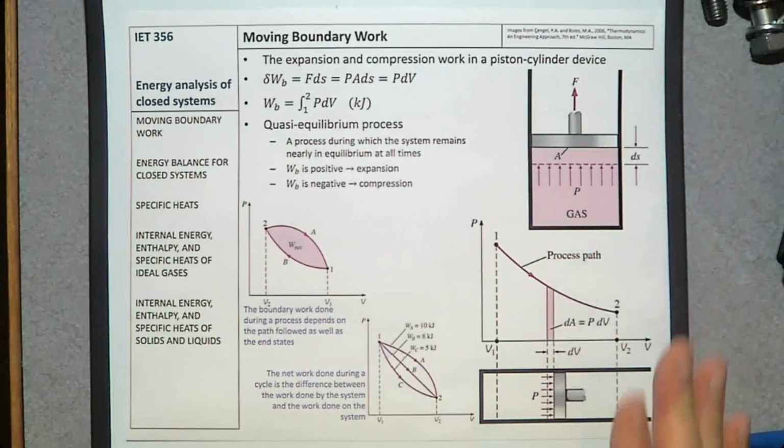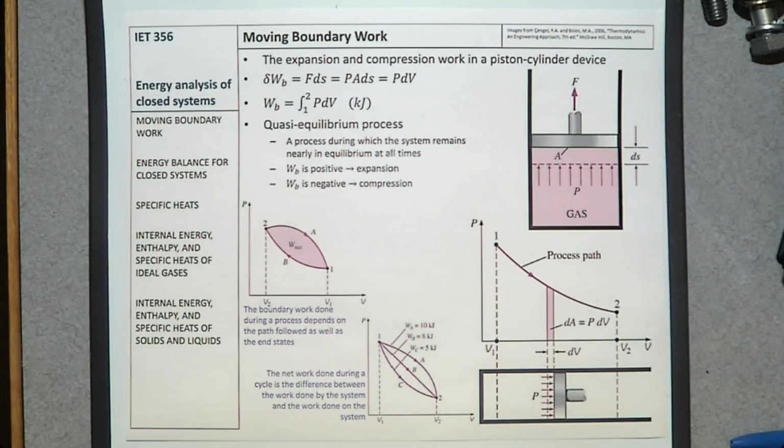We're going to finish this one as fast as we can, then we can discuss your first exam a little bit so that you can prepare for the exam. So, moving boundary work. To understand this moving boundary work, let's come up with an energy balance equation.